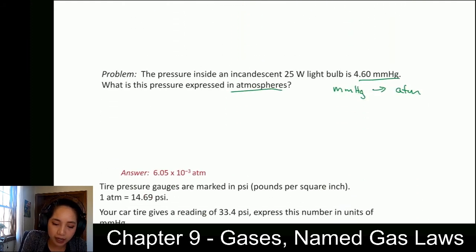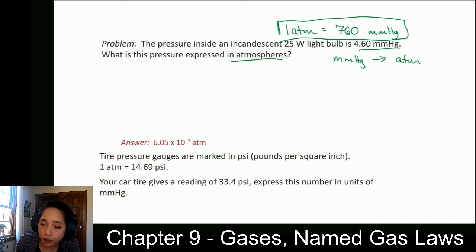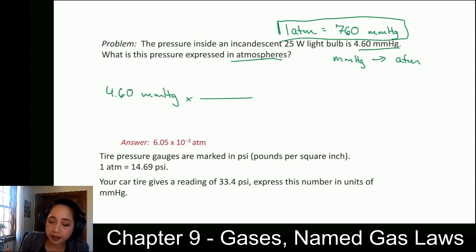So I'll just rewrite that definition here so I have it. 1 ATM equals 760 millimeters of mercury. So there is the equality that I need, and I can turn that into a conversion factor to convert to the unit that I want. So again, typically how you approach word problems is you take the number and the unit that the problem gives you. So start with 4.60 millimeters of mercury. Our goal is to get to ATM.